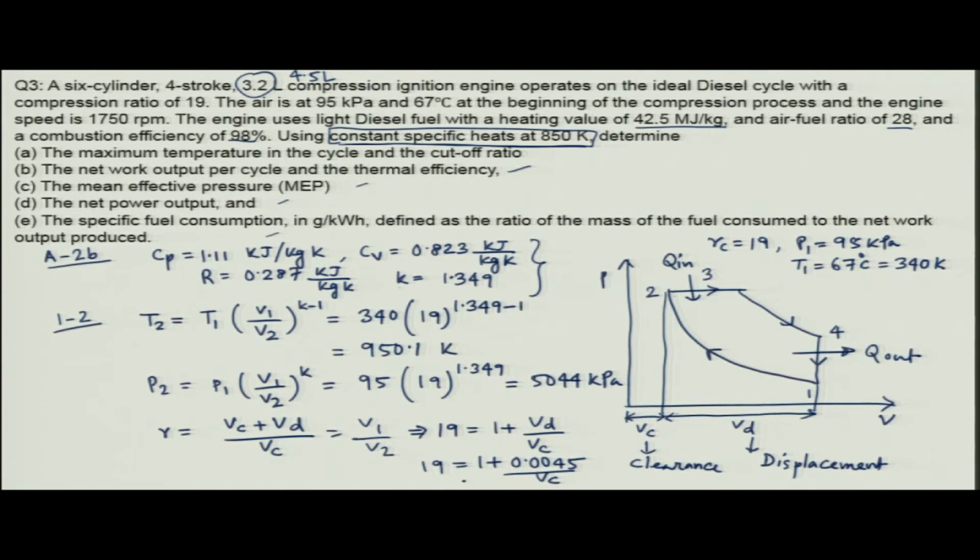So, from this I can find what is Vc. The displacement volume is wrongly printed here, it should be 4.5 liter, and from this we can find what is Vc. So, Vc can be found as 0.000178 meter cube. That is the lowest volume during the cycle, it is called clearance volume.